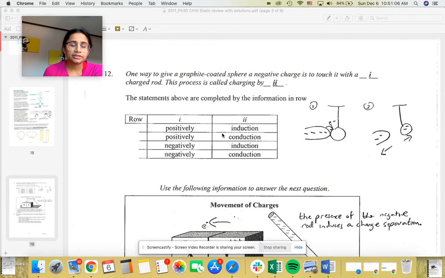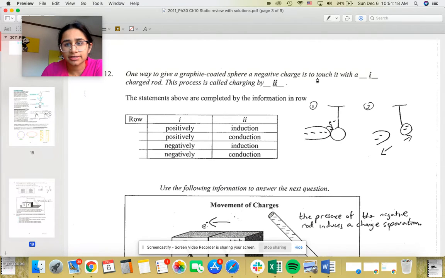Okay, so the first question says, one way to give a graphite-coated sphere a negative charge is to touch it with a blank charged rod, and this process is called charging by blank. Whenever you see the word touching, you're going to assume that it has to do with conduction, simply because when you touch something, you're going to be spreading that charge. And if it is graphite coated, that means it is a conductor, which means conduction does work.